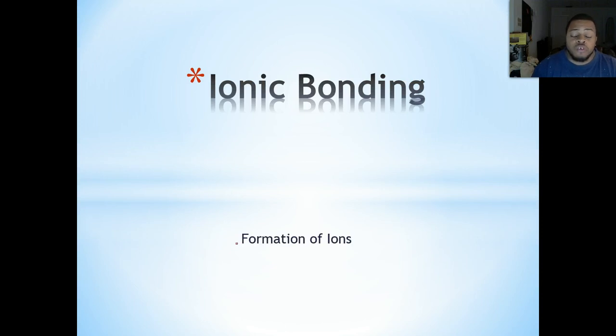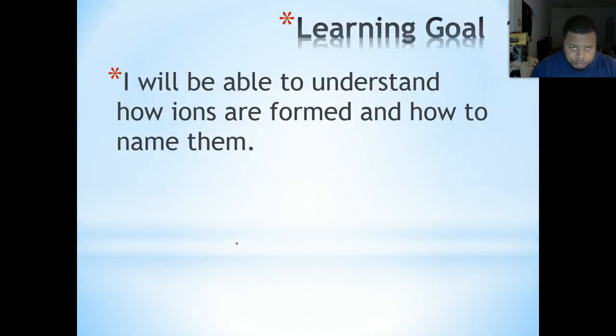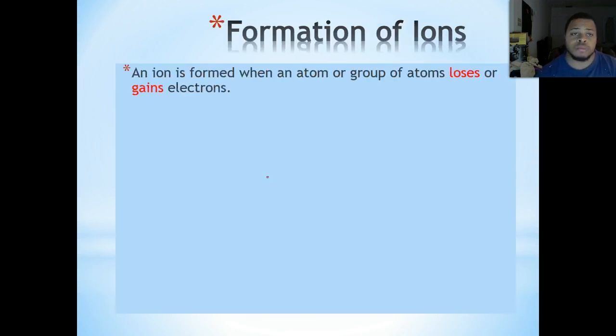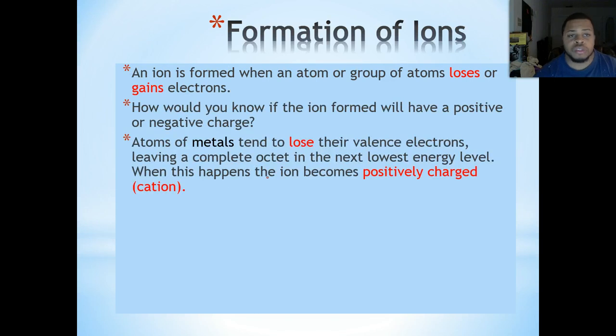We're going to look at how we form ions, how we form ionic compounds, and how we go about naming those compounds. First section that we're looking at is, in the end, we want to be able to understand how ions are formed and how to name them. So, ions are going to be formed when an atom or group of atoms loses or gains electrons. But how will we know which situation we're in? How will we know if it loses or gains, or whether it be positive or negatively charged?